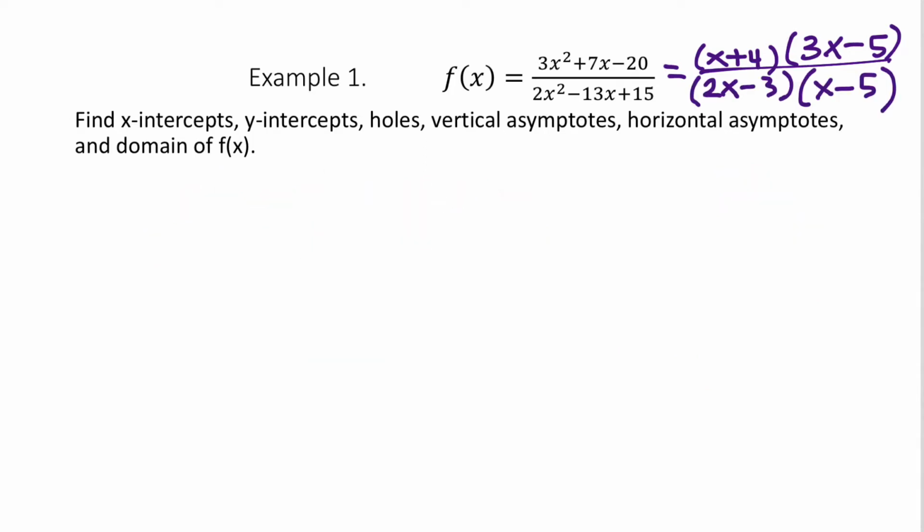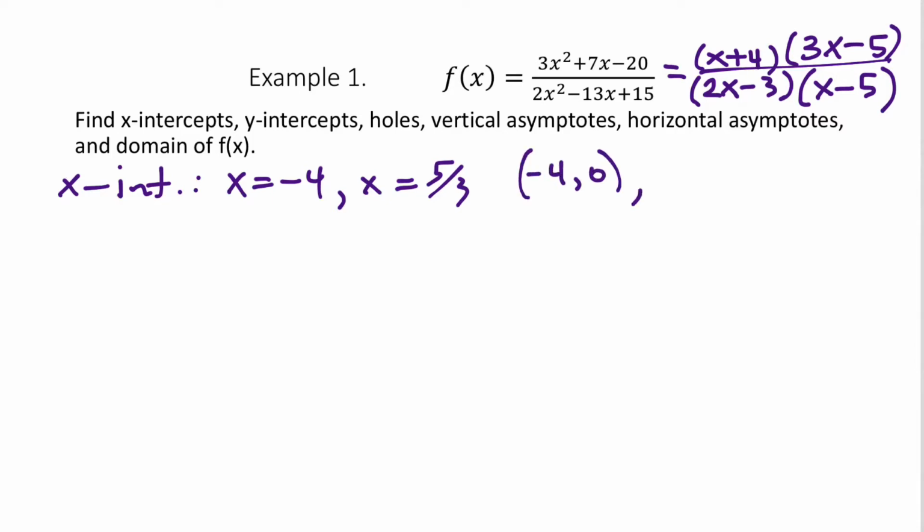So let's just go in order of the things we're asked to do here. First, x-intercepts. In order to find the x-intercepts, we look at the factors in the numerator and find out the x values that cause these factors to go to 0. So we can see that the x-intercepts are going to be x is equal to negative 4 and x is equal to 5/3. So those are the points negative 4, 0 and 5/3, 0. Those will be in our graph.